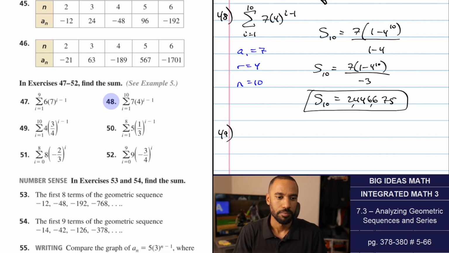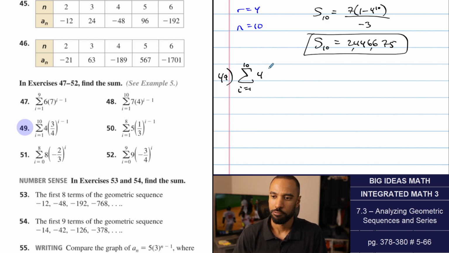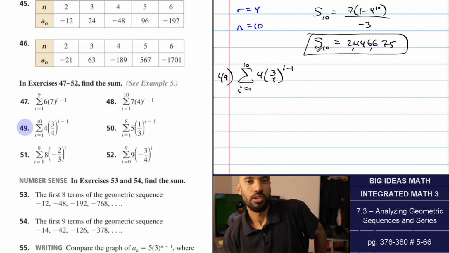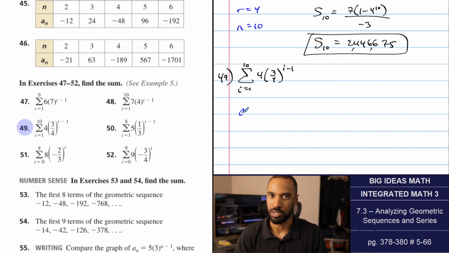Number 49. Once again, this is a geometric sequence explicit rule, as it's to the i minus 1 power. 10 terms. First term is 4. Common ratio is 3/4. Now, as the numbers get smaller, you're still adding positive numbers, so the sum will still get bigger, just not significantly bigger. So your first term is 4. Common ratio is 3/4. And your number of terms, once again, is 10.